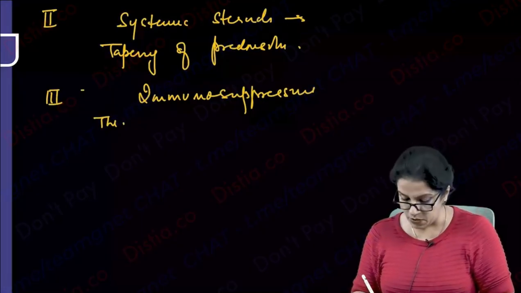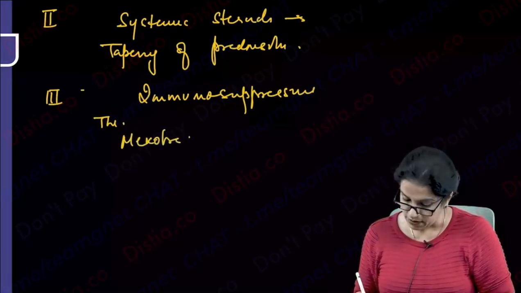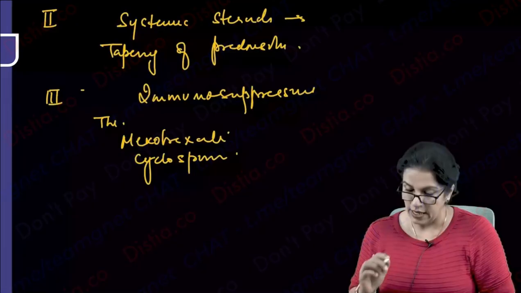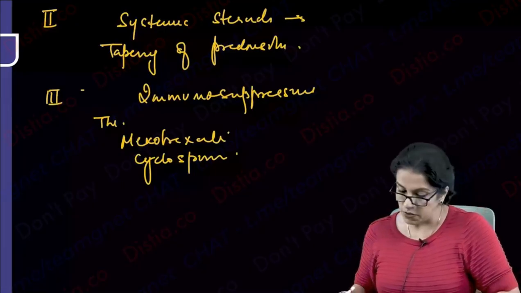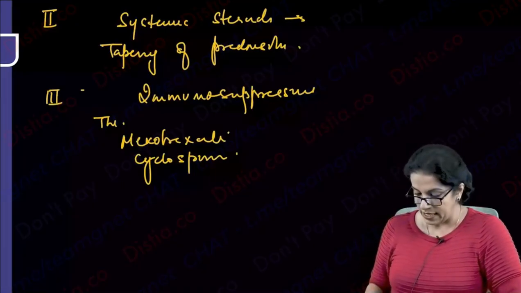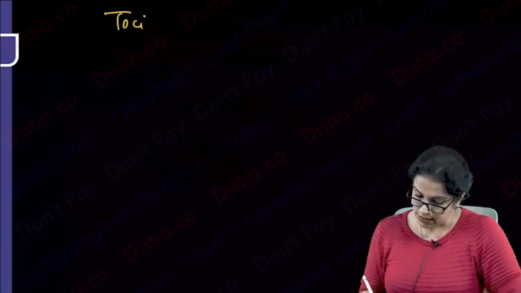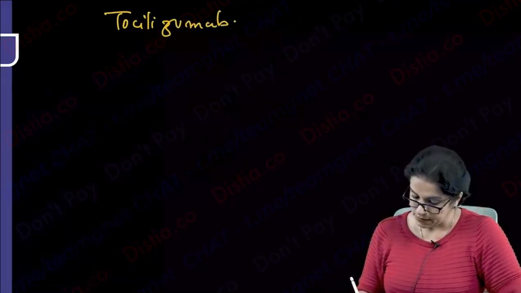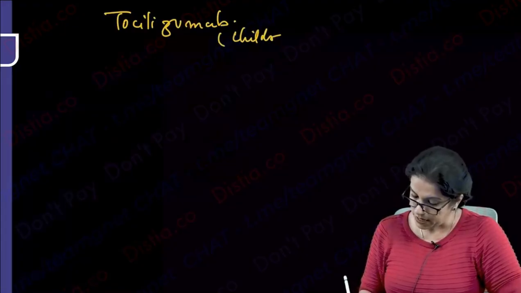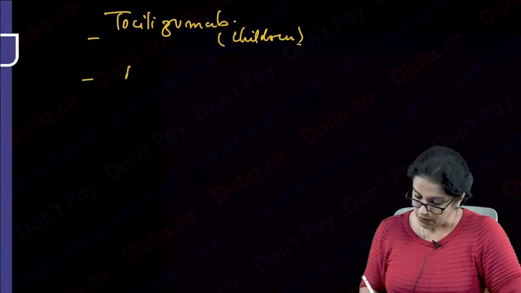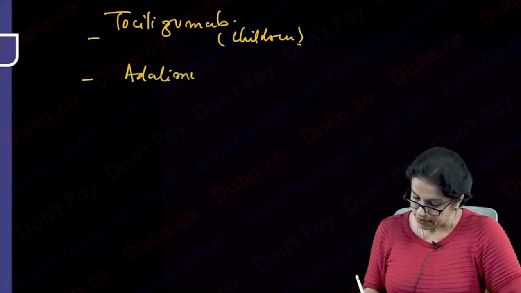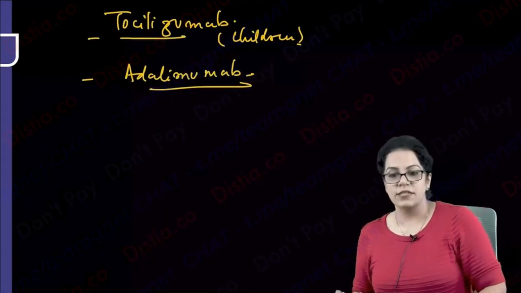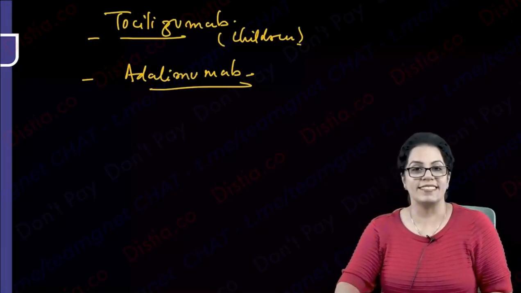Immunosuppressive therapy, what can you give? Generally for children, we give methotrexate. You can give cyclosporine. And of course, some monoclonal antibodies that you should know are tocilizumab, especially in children, and of course, we have talked about adalimumab. Just be familiar with the drugs. These are the drugs which can be used for intermediate uveitis.